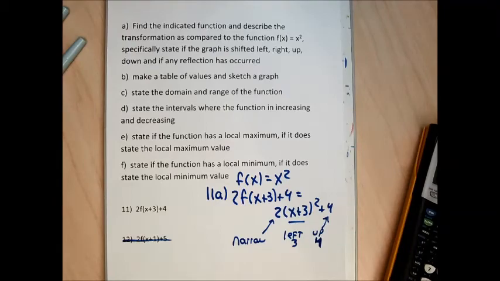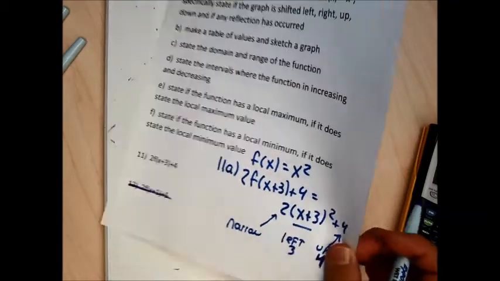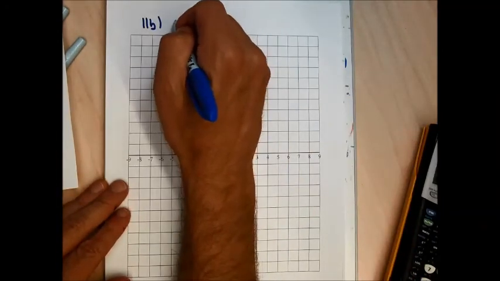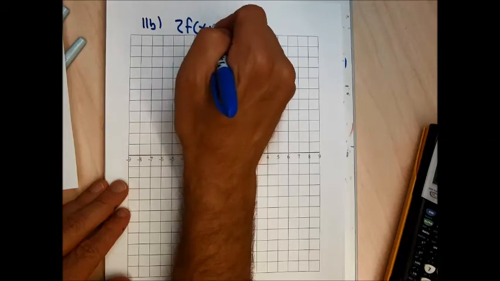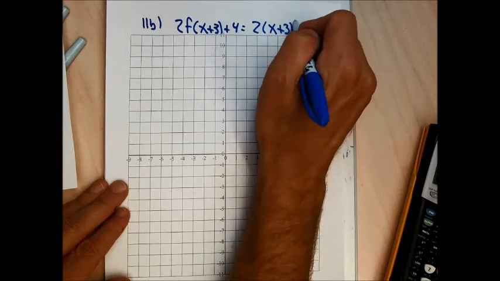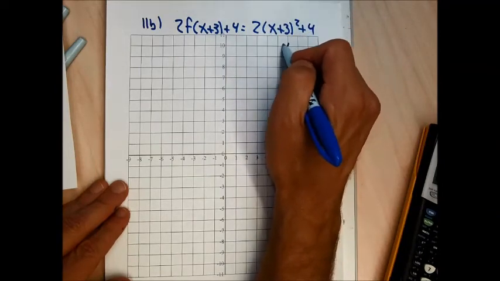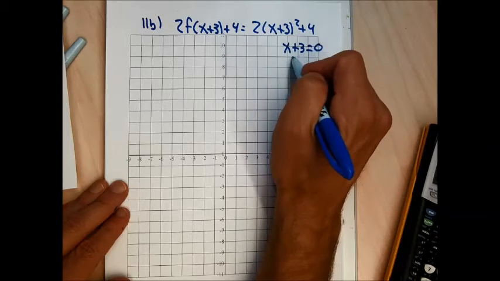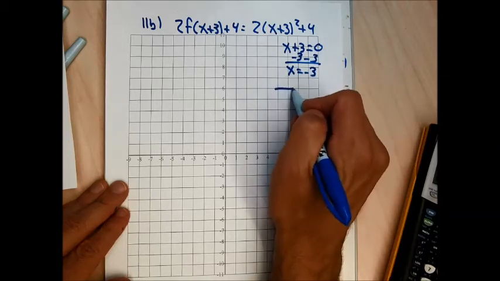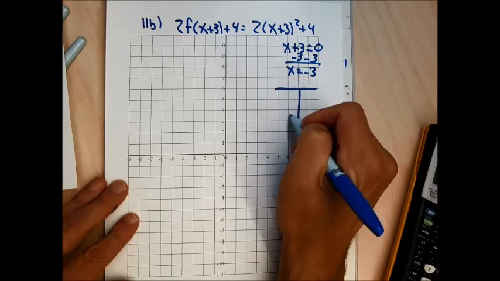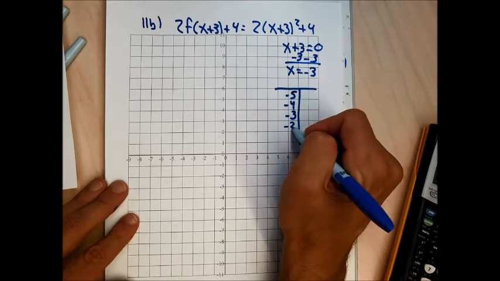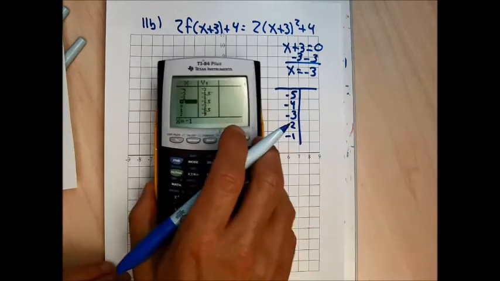All right. Done with part A. Now I'm going to make a table of values and sketch a graph for part B. So for 11b, I'm working with the function 2 times f of x plus 3 plus 4, which is 2 times (x plus 3) squared plus 4. For my table, I'm going to take the inside of the parentheses and set it equal to 0. That's going to tell me to put -3 in the middle of my x column. So I put -3 in the middle, put a couple numbers bigger and a couple numbers smaller. Then I use my calculator to get my y.